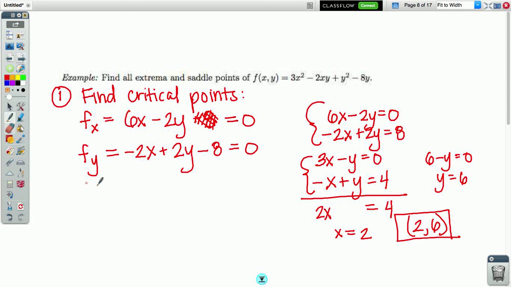So I found, and maybe on some other functions there could be more than one, but this function only has one critical point. My critical point is the point (2, 6).